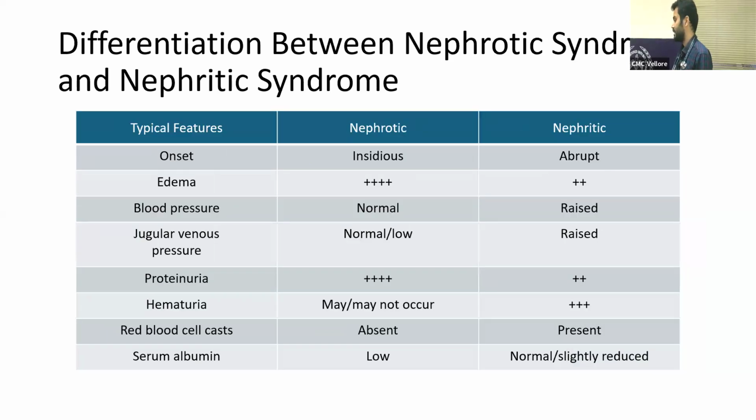So this is the difference between nephrotic and nephritic syndrome. Usually nephrotic has a gradual onset, while nephritic is an acute presentation. The edema will be more in nephrotic than in nephritic. Blood pressure will be normal in nephrotic, sometimes low because of depleted intravascular volume. BP will be high in nephritic syndrome, and JVP also will be elevated. Proteinuria will be more in nephrotic, comparatively less in nephritic syndrome. Hematuria will be there in nephritic, not in nephrotic, and RBC casts are present in nephritic. Serum albumin will be normal in nephritic, but low in nephrotic syndrome.